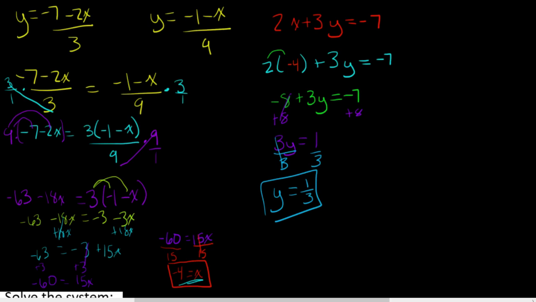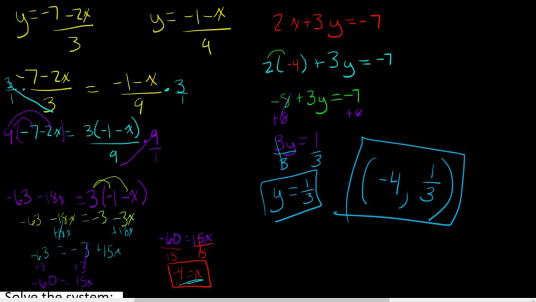Once we've got both our x and our y, we can make our final answer, which should be the coordinate negative 4, 1/3. And that's it.